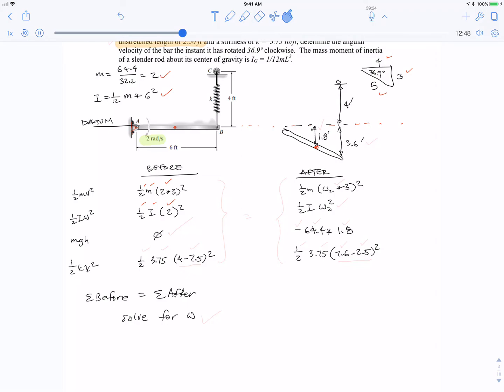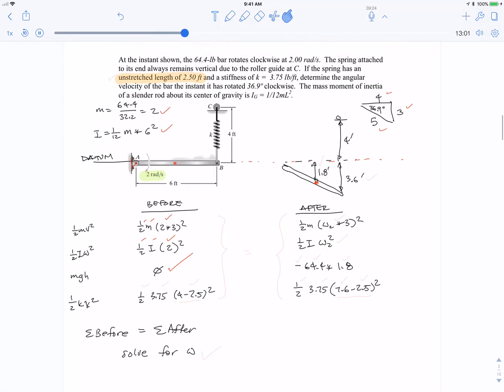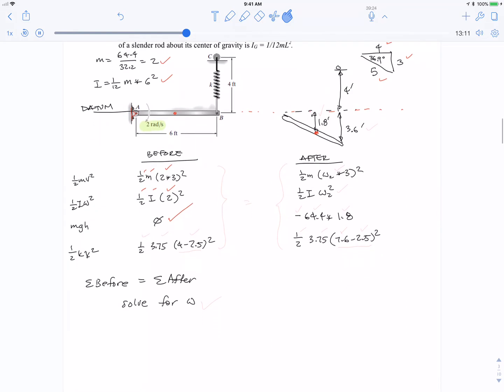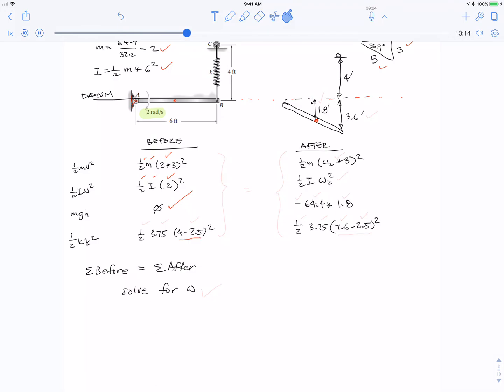Then mgh relative to the datum. We'll pick the datum right through the horizontal rod, so it's 0. And then 1/2 kx squared. The spring at this instant is 4 feet long, and we're going to have to read the problem carefully to look for the clues for what the unstretched length was. Well, this time they just tell you the unstretched length is 2.5 feet. It's 4 feet right now, so it stretched 4 minus 2.5, and so it's 1/2 k delta x squared.